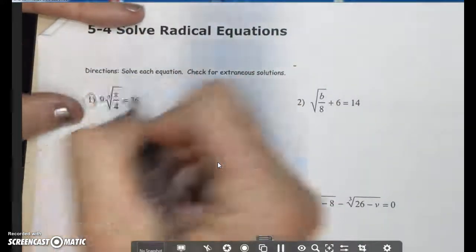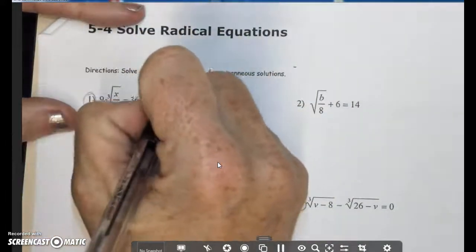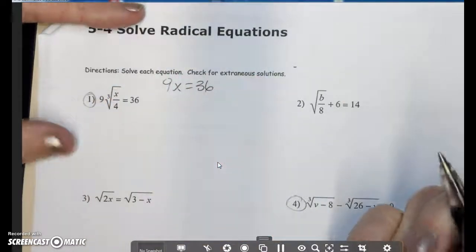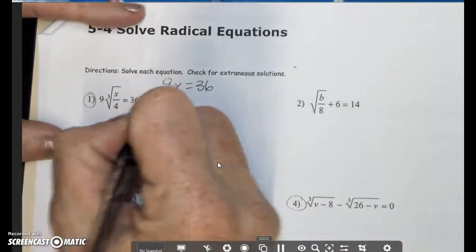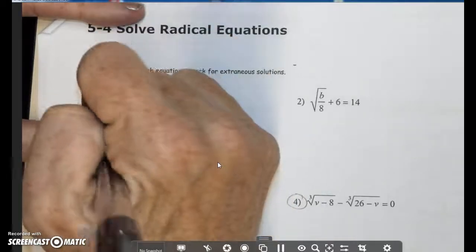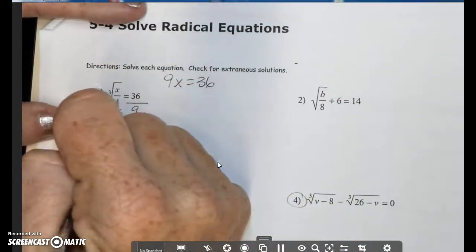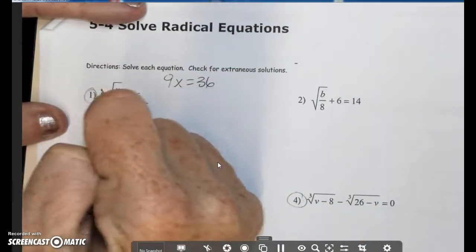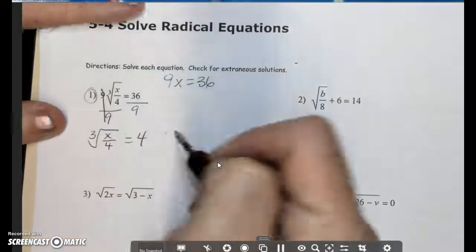So, I want you to look at these just like, if this was 9x equals 36, how would you solve that? So you would first divide 9 out of both sides. So you're going to do the same thing right here. So that 9 and 9 cancel. I get the cube root of x over 4 equals 4.